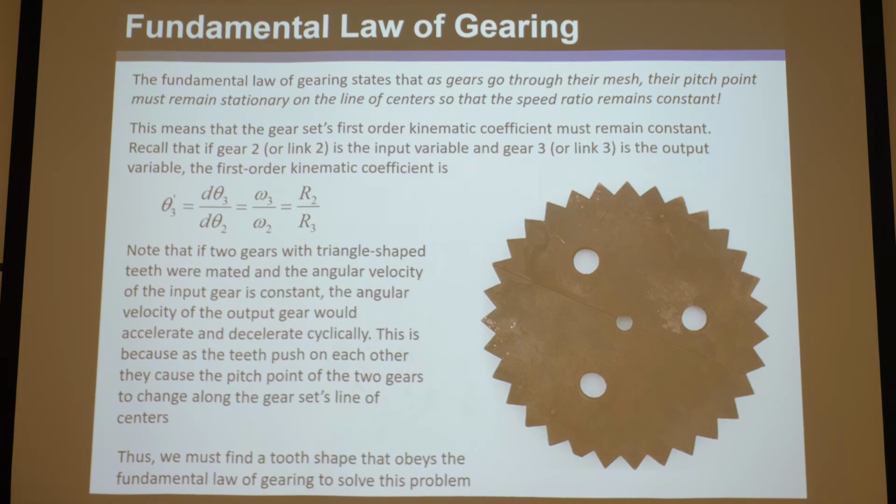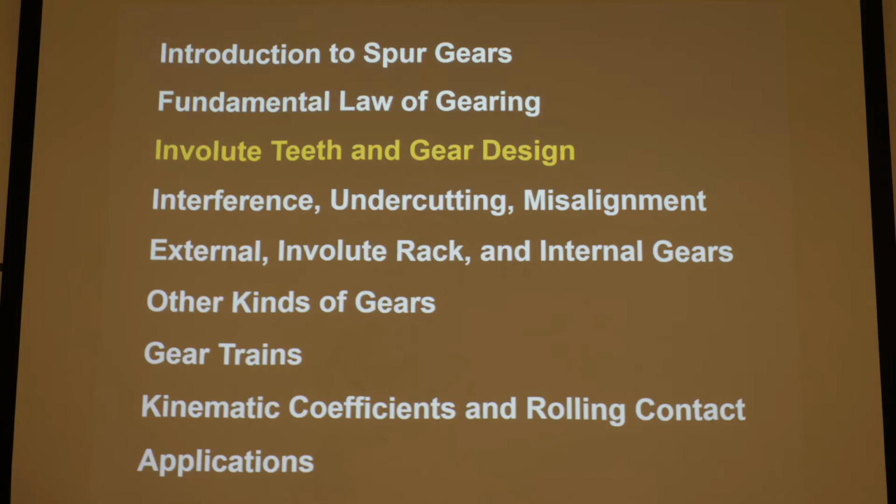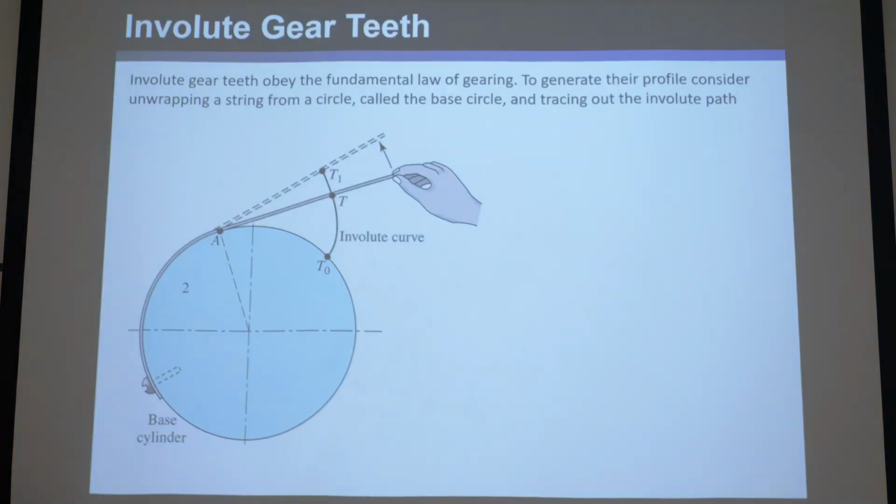It turns out there's really only one tooth shape that obeys the fundamental law of gearing, and the answer is an involute tooth. So we're going to talk about that. How do you draw an involute tooth profile so that you can obey the fundamental law of gearing? Involute gear teeth obey the fundamental law of gearing. That's what they do.